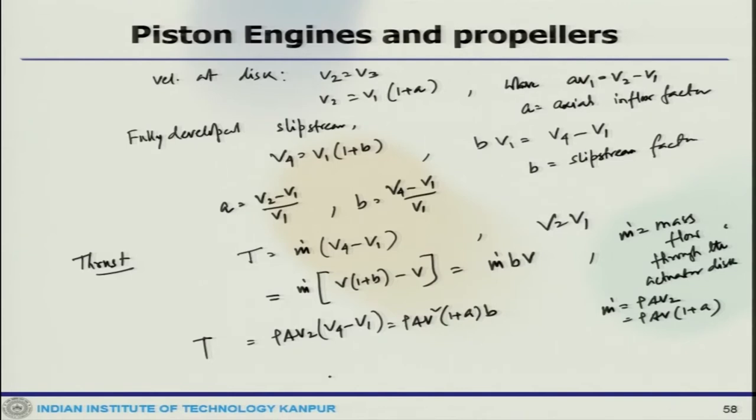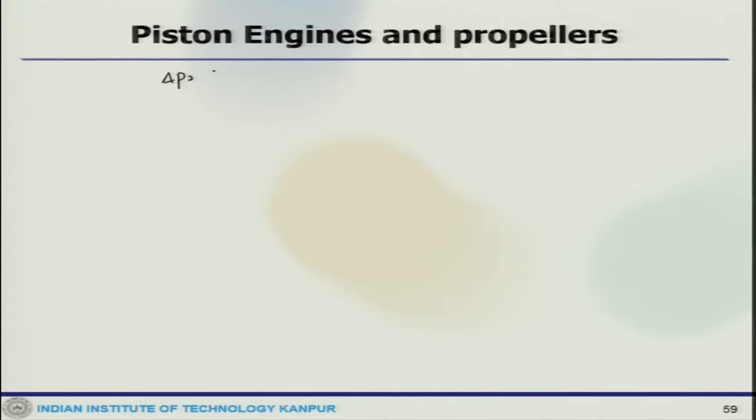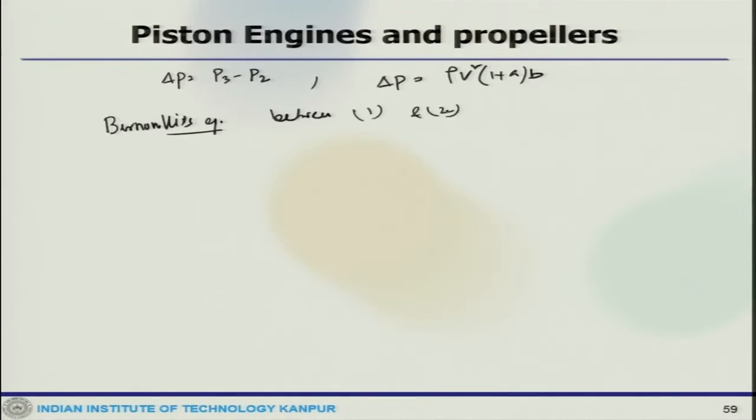Now force balance across the disc requires that T would be A into delta P. This is from that figure that we have drawn, where delta P would be P3 minus P2. Now if we eliminate T, we get delta P equals rho V square (1 plus a) into b. Now we have assumed the flow is incompressible, so we apply Bernoulli's equation between 1 and 2: P_infinity plus half rho V square equals P2 plus half rho V square (1 plus a) square.